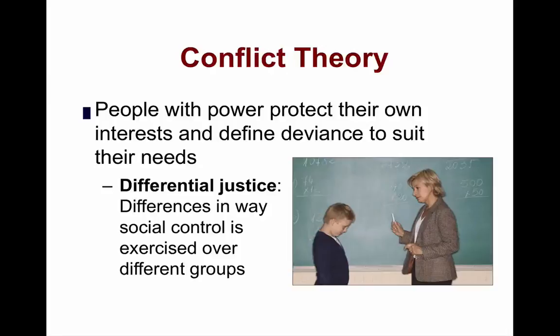Conflict theorists argue that people with the power to protect their own interests define deviance to suit their needs. So how could we think about this? When we think about white-collar crime, it's not usually handled in the same way that other forms of crime are. Sometimes people aren't even arrested, but they're certainly not physically assaulted. In some ways, white-collar crime carries this not-deviant label.